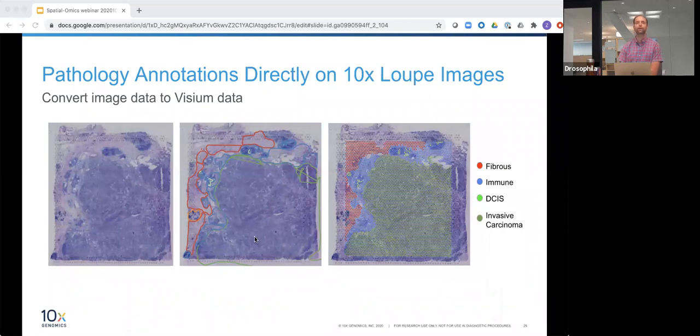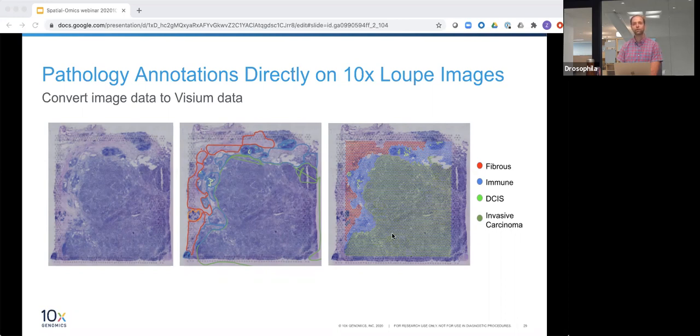This whole area here that's highlighted by this green line is invasive carcinoma, whereas the blue is immune cells, the red is fibrous tissue, and there's a couple of spots here, here, and here that are ductal carcinoma in situ. And what you can do with the Loupe browser is take that pathologist annotation, import that over, and then overlay and manually highlight what spots belong to which section.